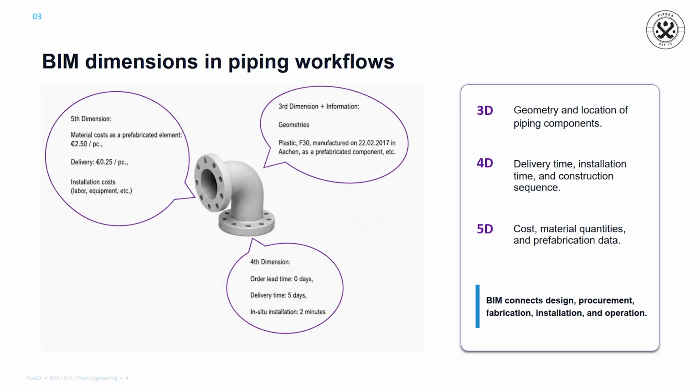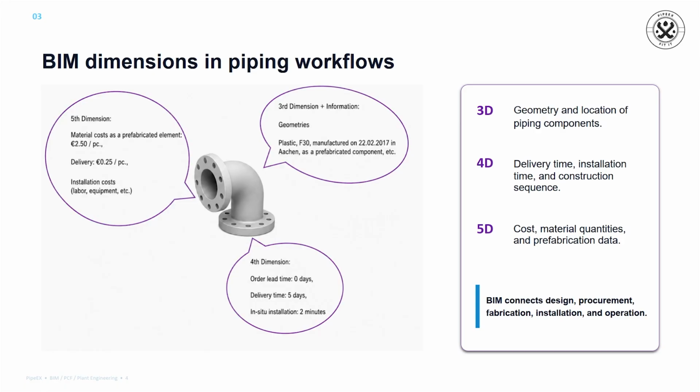In BIM, we often hear about different dimensions. 3D is geometry. 4D adds time, scheduling, and installation sequence. 5D adds cost information. For example, in piping design, a component can have not only its shape and position, but also delivery time, installation duration, material cost, and fabrication data. This is where BIM becomes really powerful. It connects design, planning, procurement, construction, and operation.